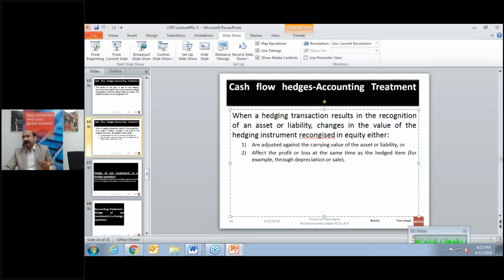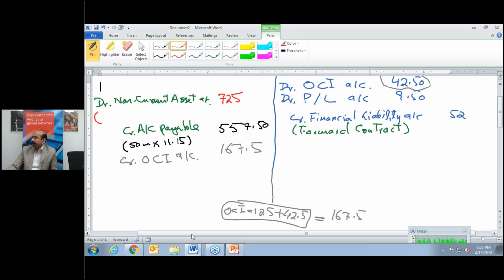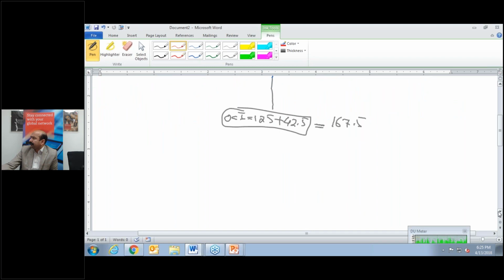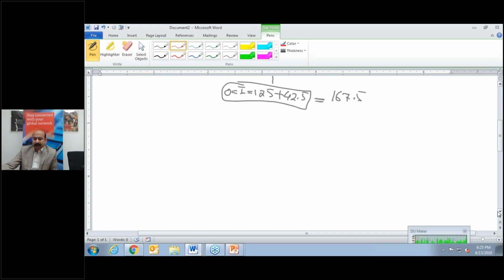What is the meaning of adjustment? This means you will have to transfer whatever amount lying in the other comprehensive income and should be included in the carrying amount of that asset or liability. Okay, so these are the entries on 1st November when this happened. Now on 1st December, what happened?